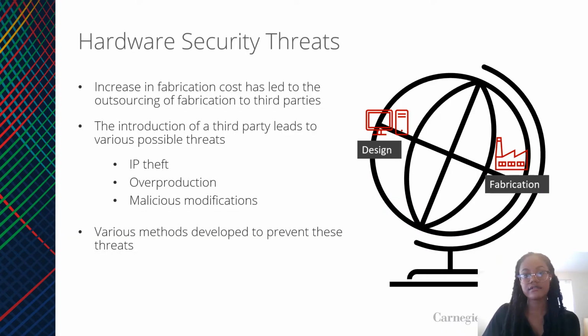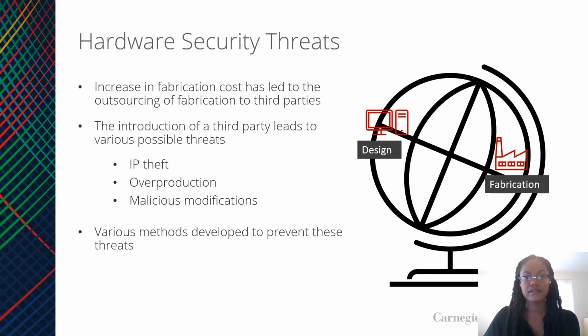The increasing cost of circuit fabrication has led to many companies adopting a fabless model where their fabrication is outsourced to a third-party company. The outsourcing of fabrication to a third party allows for an uncontrolled and potentially untrusted source to access the design. This leads to an increase of threats in the design chain, such as IP theft, producing more of a fabricated circuit than a client requests, and making malicious modifications to the design, also called hardware trojans.